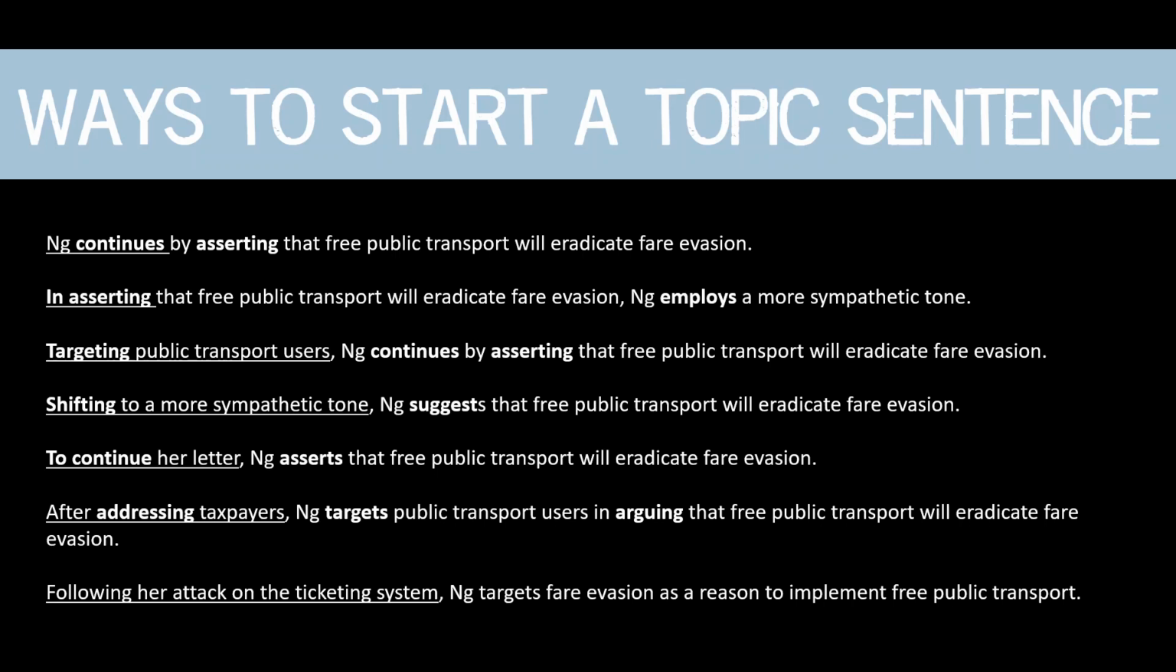The fifth one, to continue her letter, talks about the text type and uses the text type as a way to introduce an argument. The penultimate topic sentence, after addressing taxpayers, Nung targets public transport users, shows a shift in audience. And the last one, following her attack on the ticketing system, shows a connection between arguments.